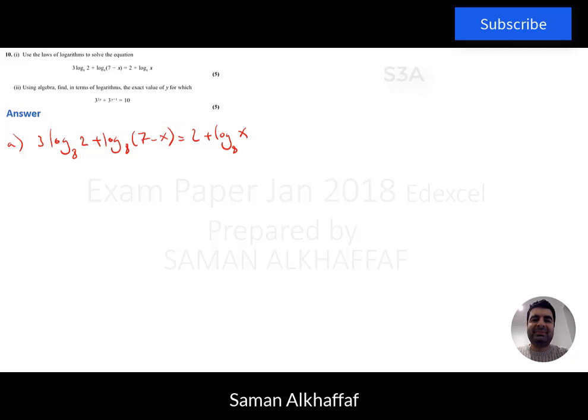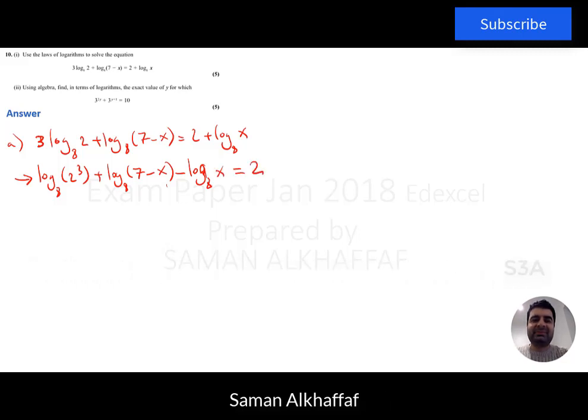So the first step in this scenario, we attempt to simplify the first log. Because there's a 3 outside, that becomes the power. So we'd have log_8 of 2 to the power of 3 plus log_8 of (7 minus x) equals, and we also have log_8 of x, which also has a base of 8. So we move that to the left hand side. So we have minus log_8 x equals 2.